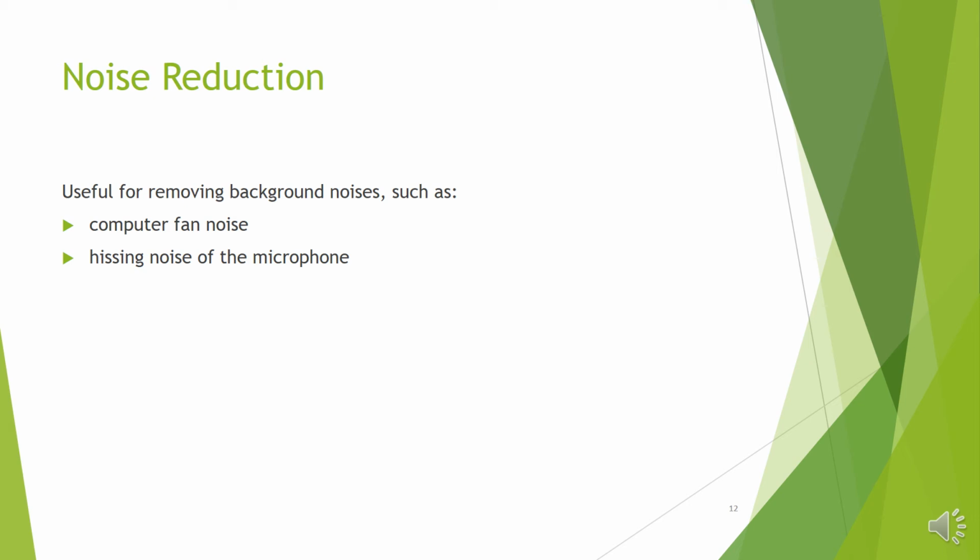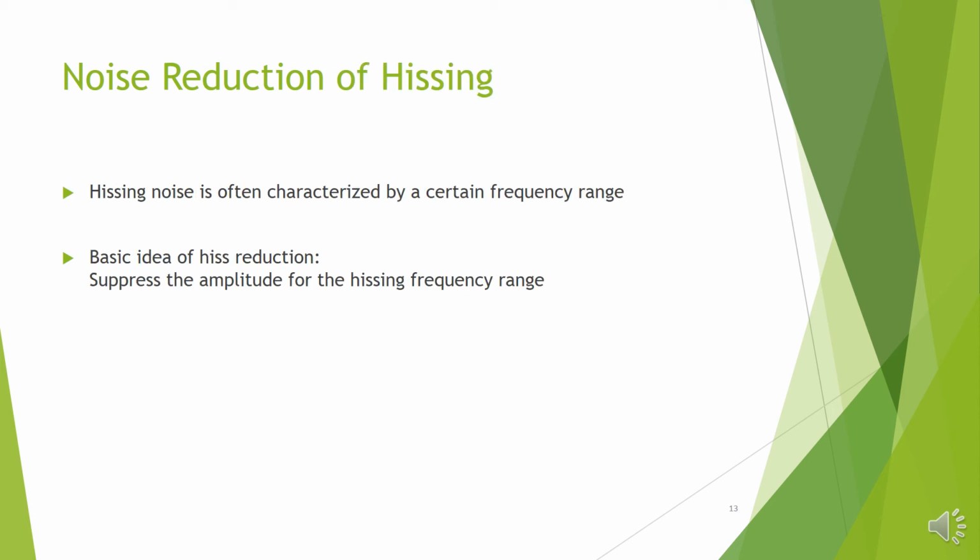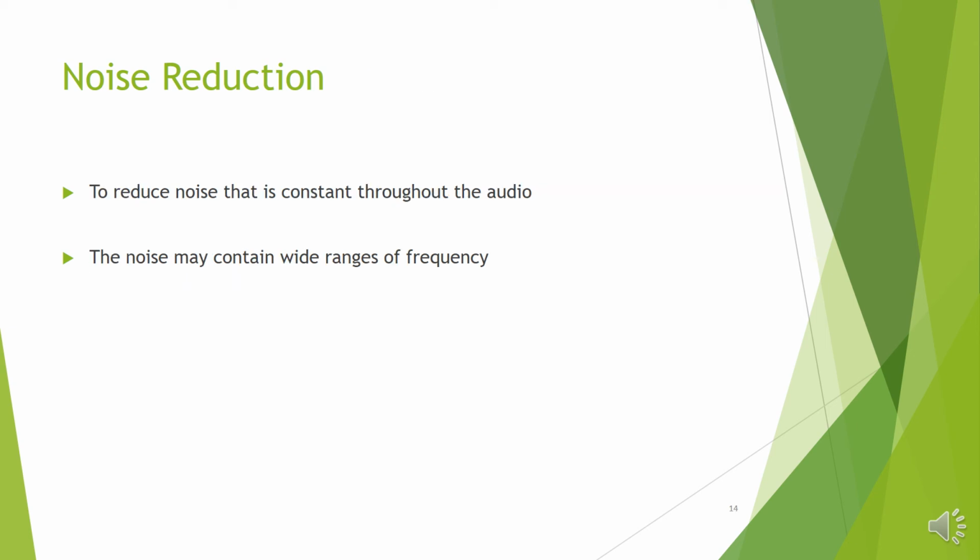Noise reduction is very important when you have computer fan noise, hissing noise, microphone noise, studio background noise, vehicle noise, and all other noises. The fan noise can be suppressed. Hissing noise is often characterized by a certain frequency range that can be compressed. The basic idea of hiss reduction is to suppress the amplitude of the hissing frequency range. To do the noise reduction, one has to do it constantly throughout the audio in a wide frequency range.